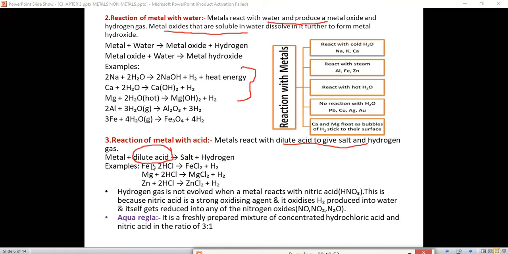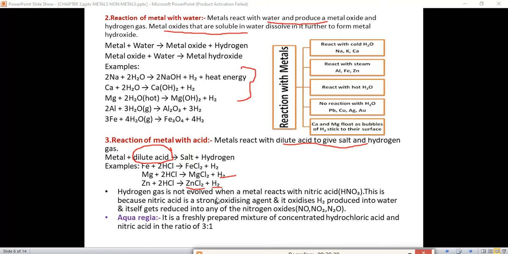Example, iron will react with dilute hydrochloric acid, HCl. What product will we get? FeCl2 plus H2. The bond between hydrogen and chlorine will break, and iron will combine with chlorine to form FeCl2, ferrous chloride, plus hydrogen gas. Magnesium will react with HCl to form MgCl2 plus H2, magnesium chloride plus hydrogen gas. In the third reaction, zinc will react with HCl to form ZnCl2, zinc chloride plus hydrogen gas. So all the metals will react with acid to form the respective salt and hydrogen gas will be evolved.